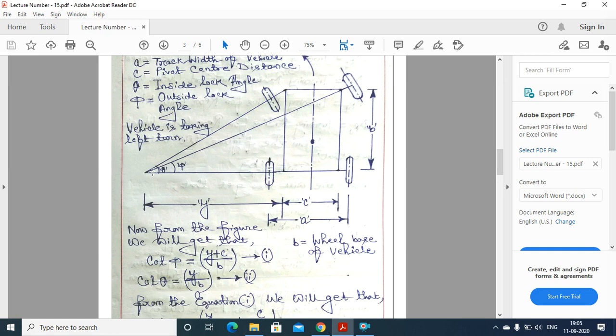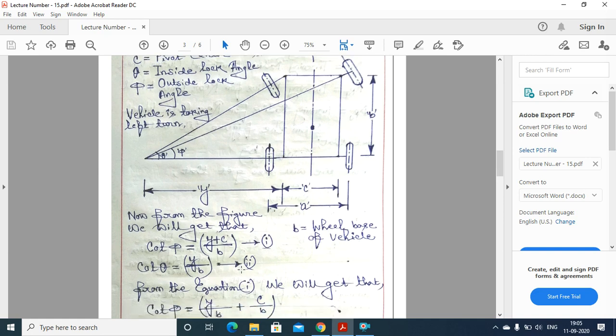So you can see here for the cot phi, which is the reciprocal of the tan phi, and tan phi is equal to b by y plus c. So that's why cot phi is the reciprocal of the tan phi. So we can write that cot phi is equal to y plus c by b. So this will be our equation number 1.